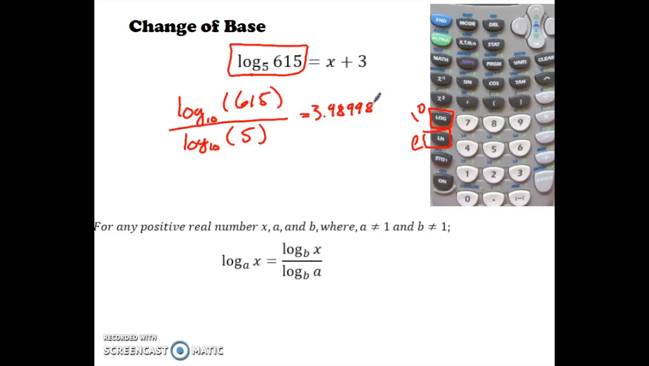And I just ended it at an arbitrary decimal place. Usually we want to try to keep it to 3 decimal places, but for this example, we'll just do it here. So I'll truncate this to 3 decimal places. We'll round that up. 3.990 is equal to x plus 3. And to finish the problem, what you're going to do is subtract 3. And x is going to be approximately equal to 0.99.